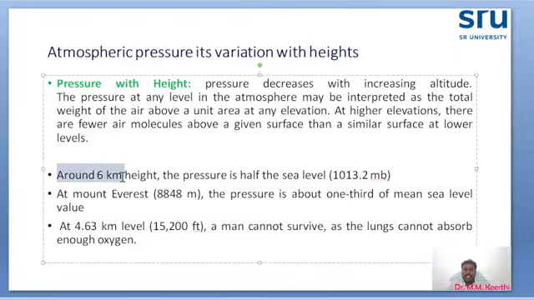You see, around 6 kilometer height, the pressure is half of the sea level. At Mount Everest, around 8,848 meters, the pressure is about one third of the mean sea level value. When it goes to the 4.63 kilometer level, around 15,200 feet, man cannot survive. The lungs cannot absorb enough oxygen because of the pressure fluctuation.